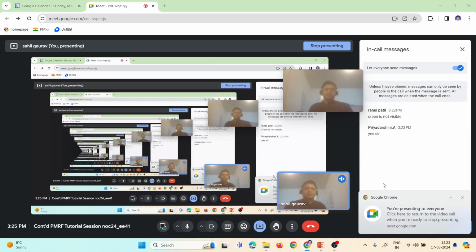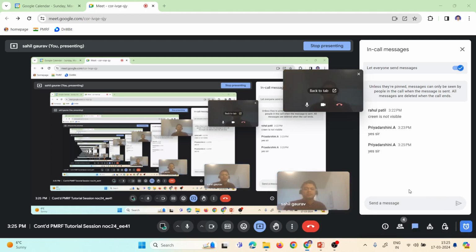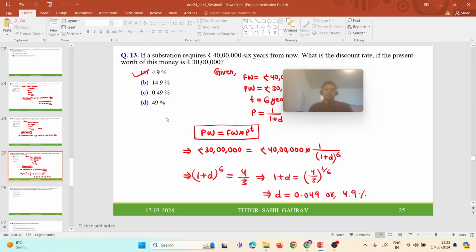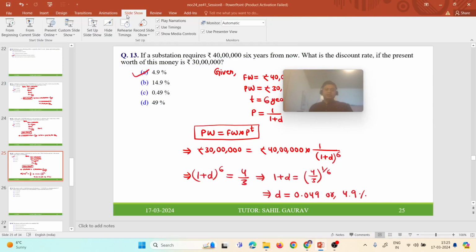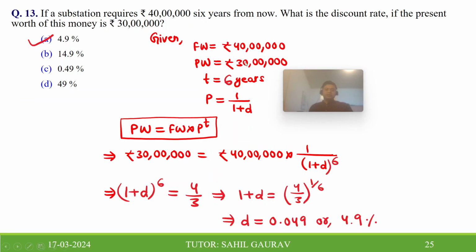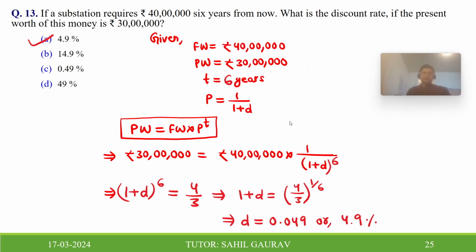Priyadashini, you are able to see the screen. Rahul, why you are not able to see the screen? She is saying. Understood, sir. Let me try once again. You again log out and again come. Yes, sir. Yes, yes, okay, fine.